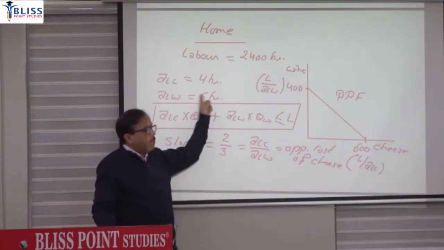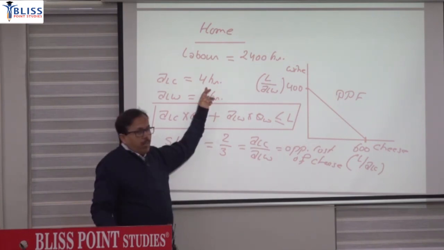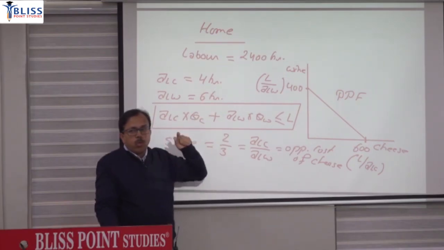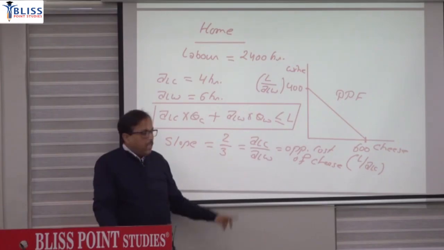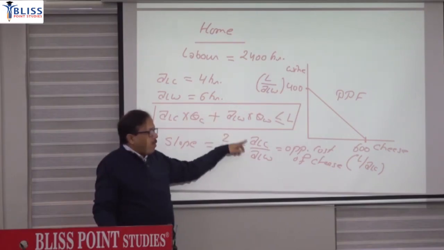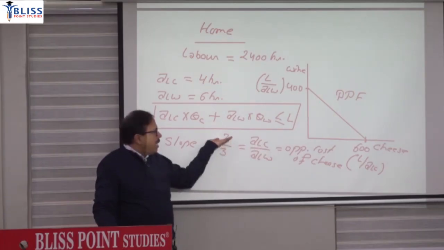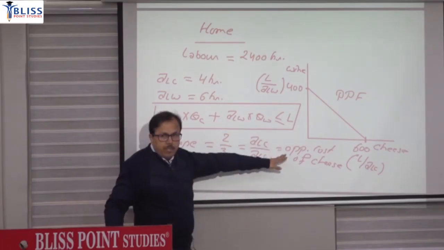Can you justify it with number? एक एक्स्ट्रा यूनिट चीज बनाने के लिए कितना टाइम चाहिए? To produce one extra unit of cheese, you need how many hours? 4 hours. And in that 4 hours, how many unit of wine can be produced? To produce wine, you need 6 hours. So in 4 hours, you can produce only 2/3. Clear? So whenever you write ALC by ALW, it will always measure what? Opportunity cost of cheese. And if I take inverse of it, then that will become opportunity cost of wine.